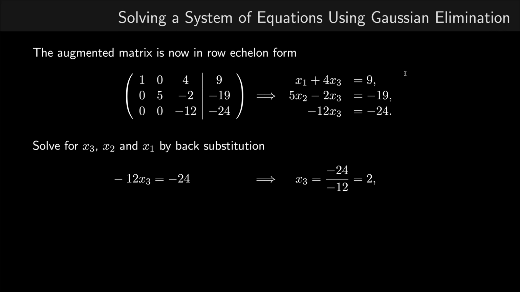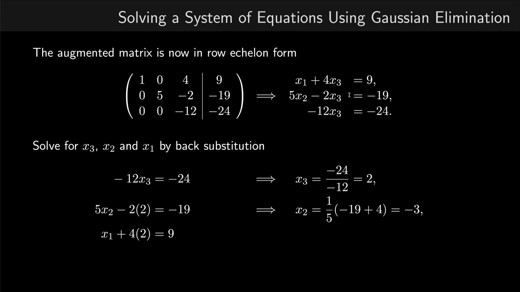Now working back up the system, our second equation is 5x2 minus 2x3 equals minus 19. We know that x3 is equal to 2, so we can substitute that into the equation and easily solve for x2, giving us minus 3. And finally, we now know what x2 and x3 are, so we can substitute these into the first equation. We don't actually need x2 here, but we could have worked out x1 just from x3. Using a similar method, we calculate that the solution for x1 is simply 1.